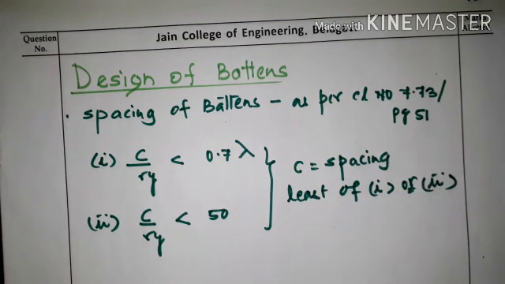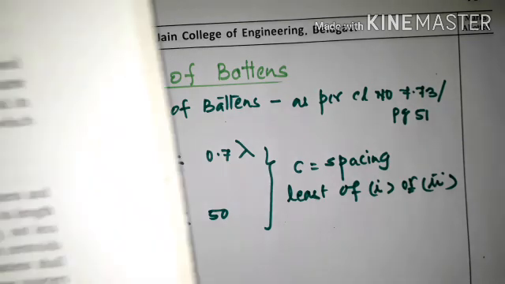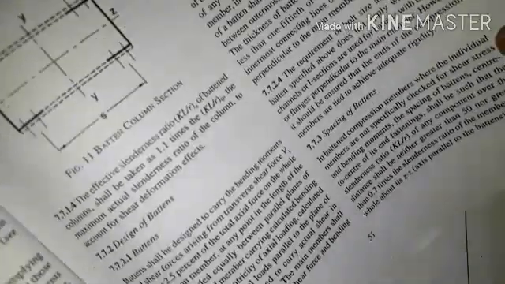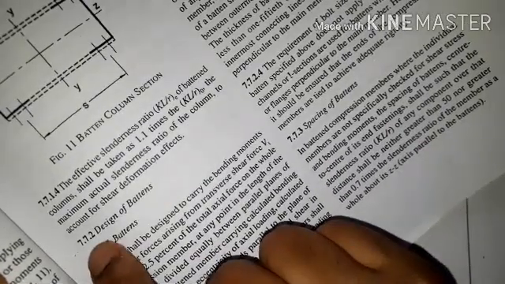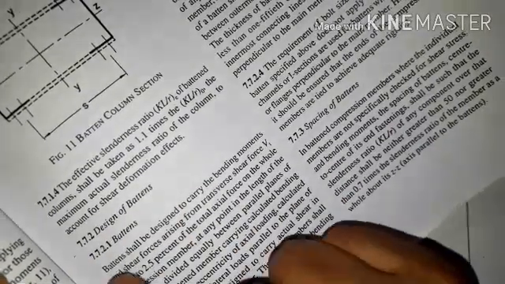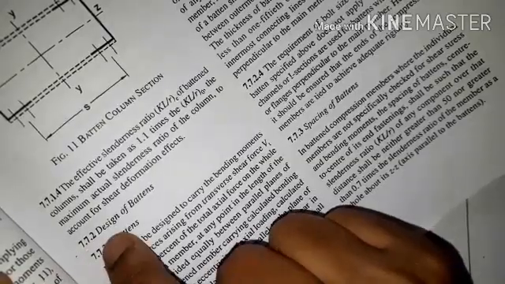It will be a list of 1 or 2. So I will just show you that clause here. We can see here clause number 7.7.2, that is for design of battens. You have to refer clause number 7.7.2 for design of battens.